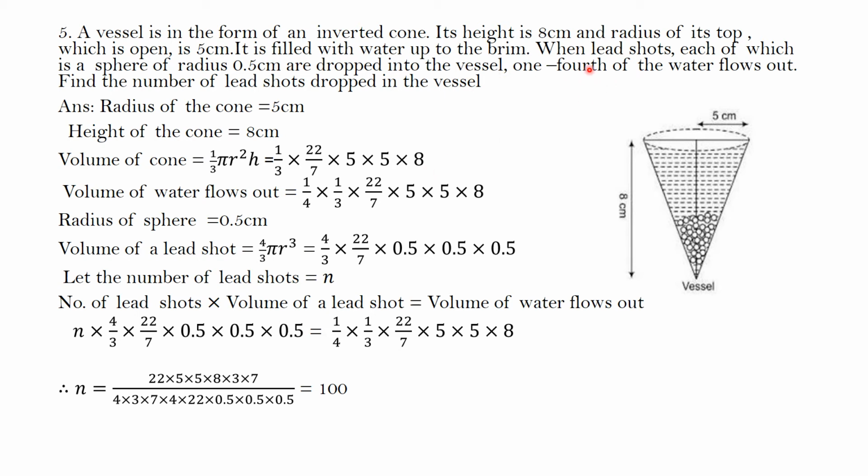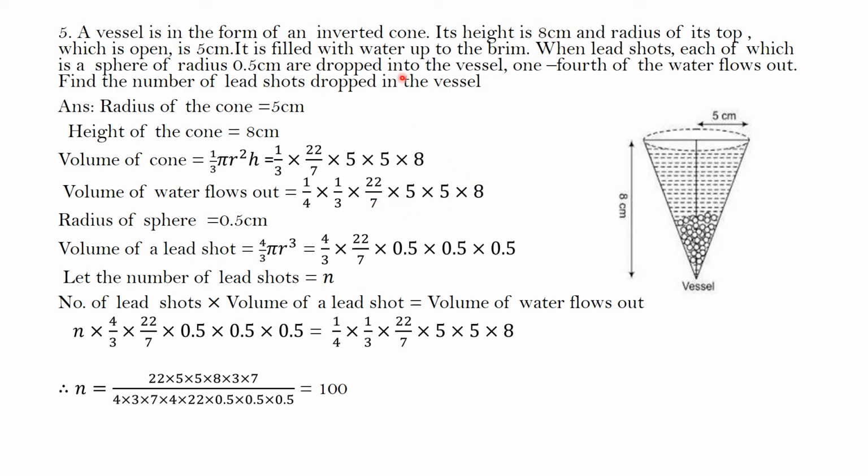As it is given, when lead shots are dropped into the vessel, 1/4 of the water flows out. Let us find how much of the water flows out. Volume of the water that flows out is equal to 1 by 4 of volume of the cone, which is 1 by 4 into 1 by 3 into 22 by 7 into 5 square into 8.